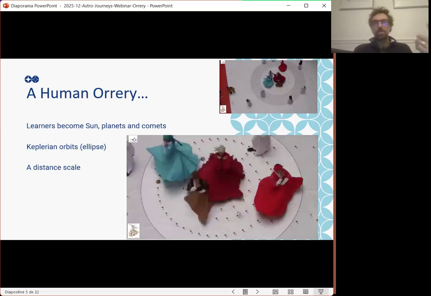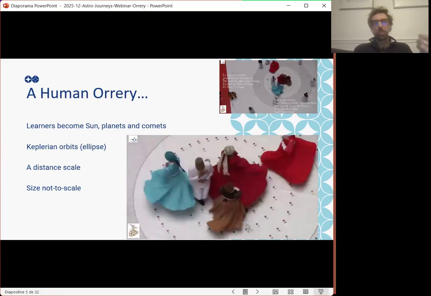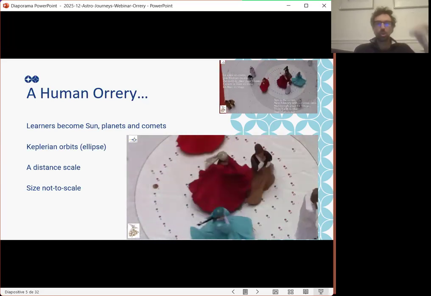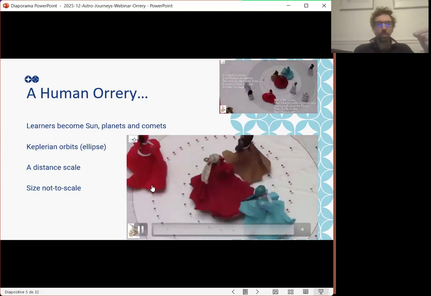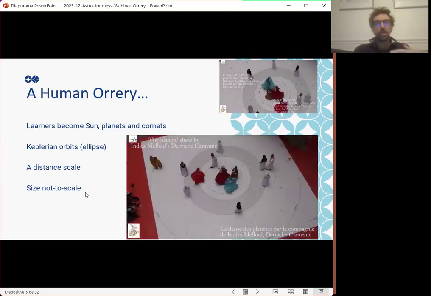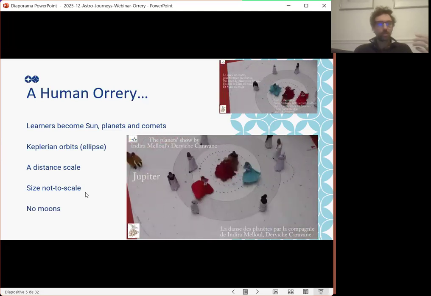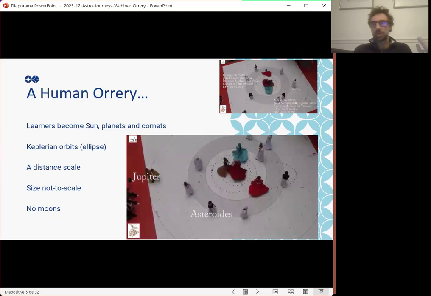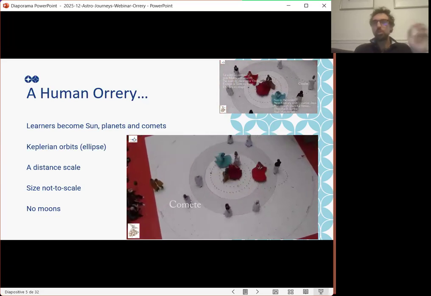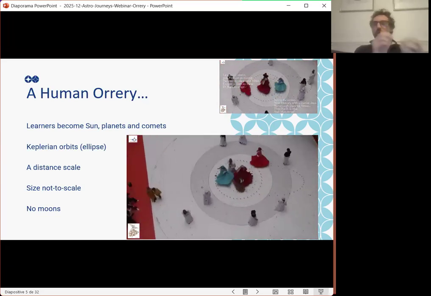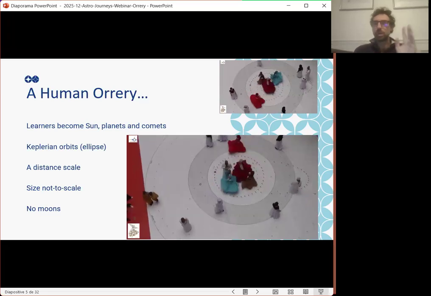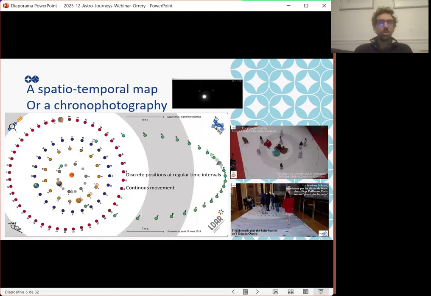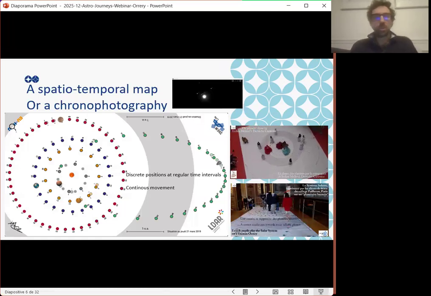You have one distance scale. Of course, there is no size, so we just don't put size. We just put a drawing. You can see here a picture of a planet, but it's not at all on scale. And there is no moon. That's a choice. We decided not to show the moon. So we don't have two distance scales. We have just one distance scale. Okay? So that's the idea of the Human Orrery.